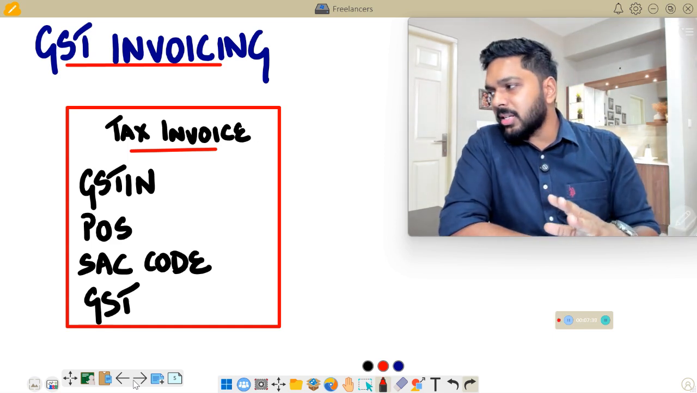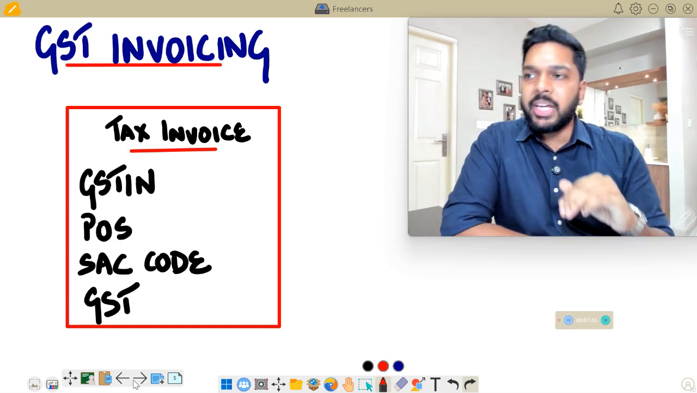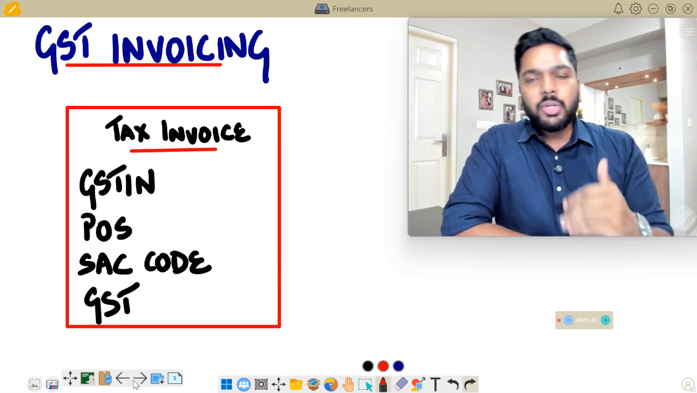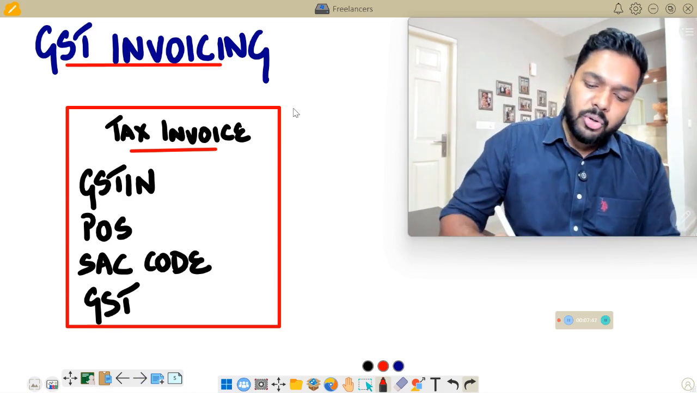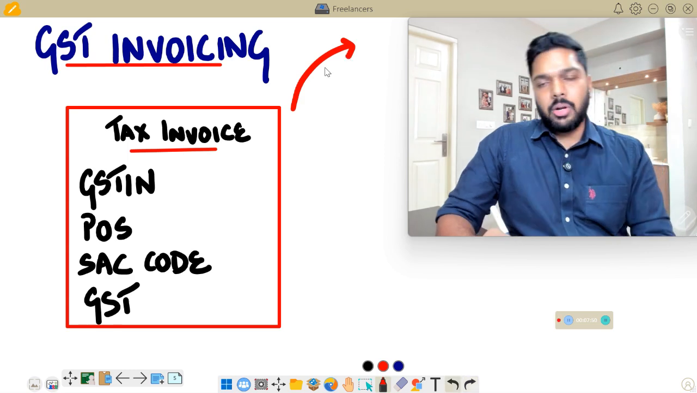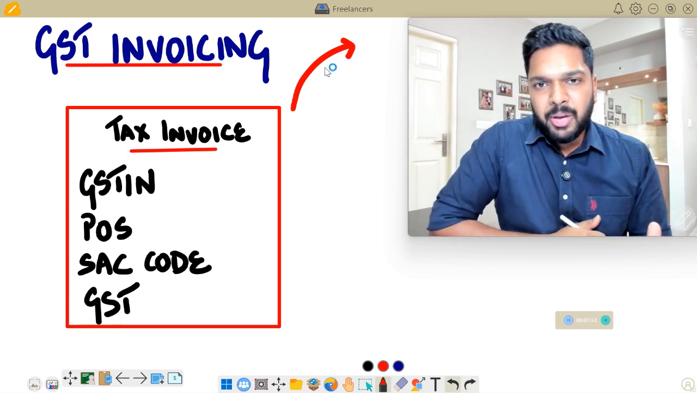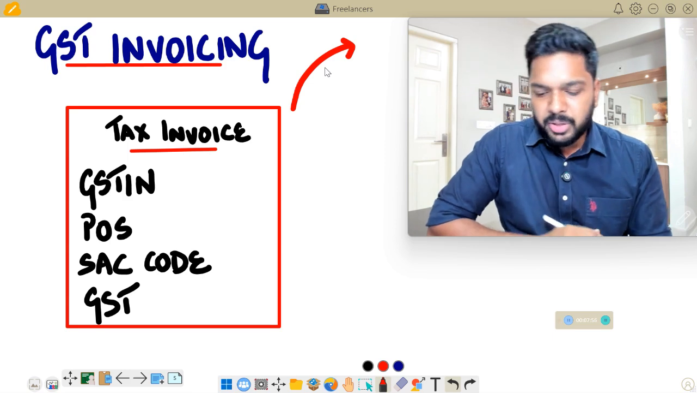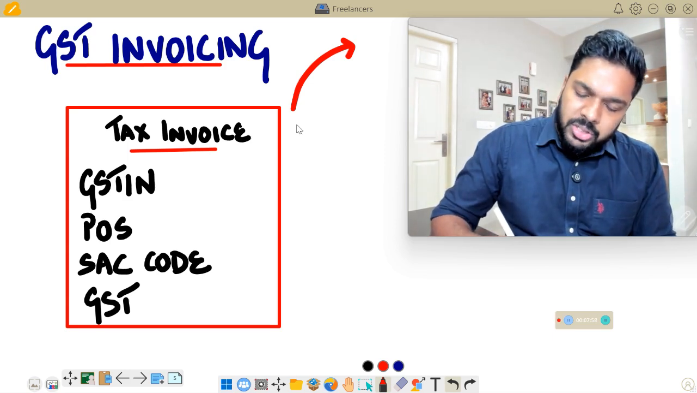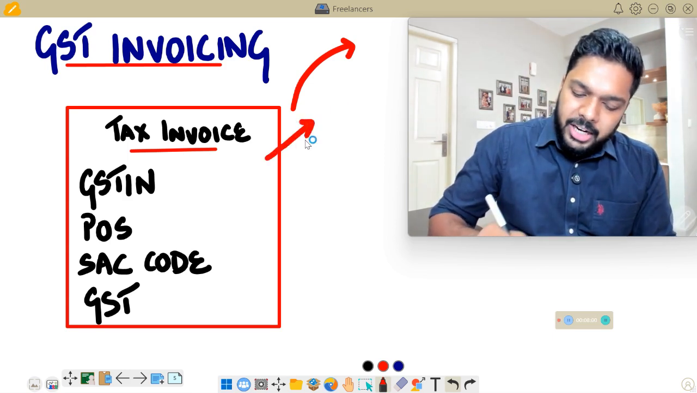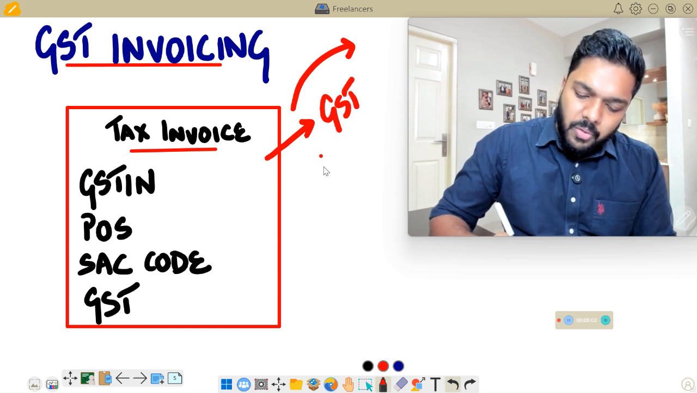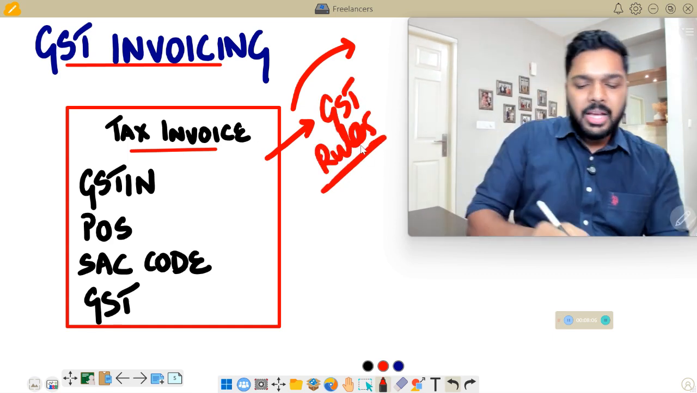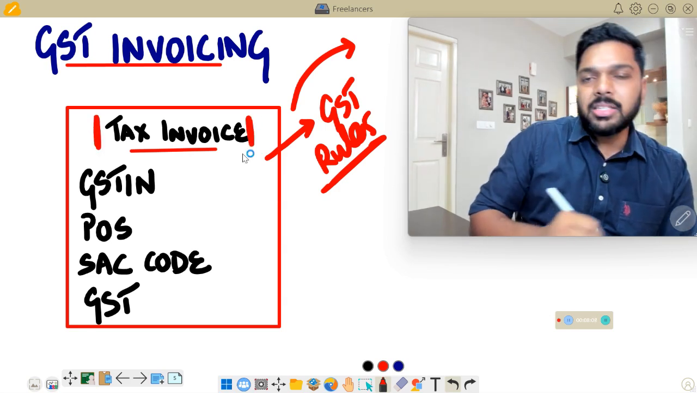Coming to invoicing. Now, this is something which a lot of freelancers tend to ignore, omit, miss out because of lack of knowledge. Now, the moment you deliver your service, you are bound to raise an invoice. Now, raising an invoice on a plain piece of paper or on a Word document is not the correct approach, because raising an invoice is also guided by the GST rules, where it says that the moment you charge GST on a particular invoice, it becomes a legal tax invoice.